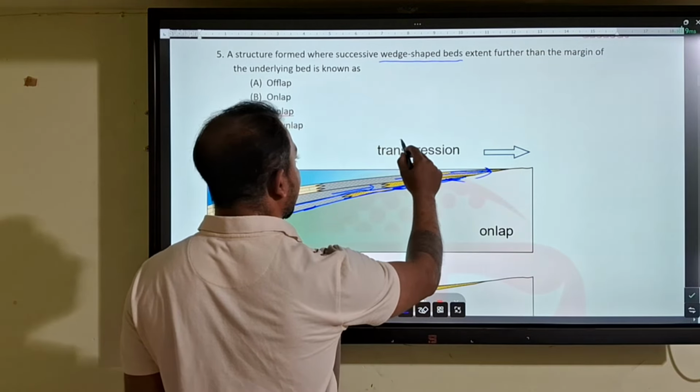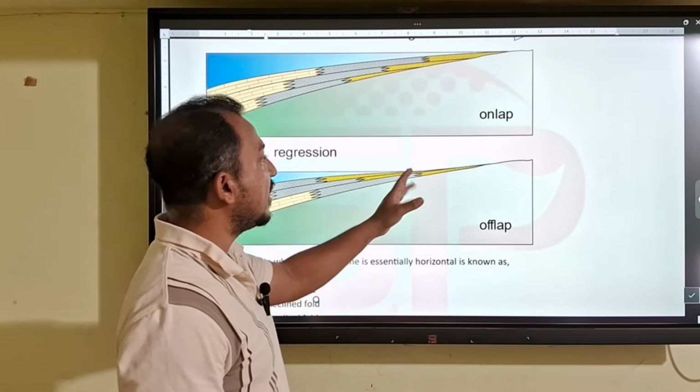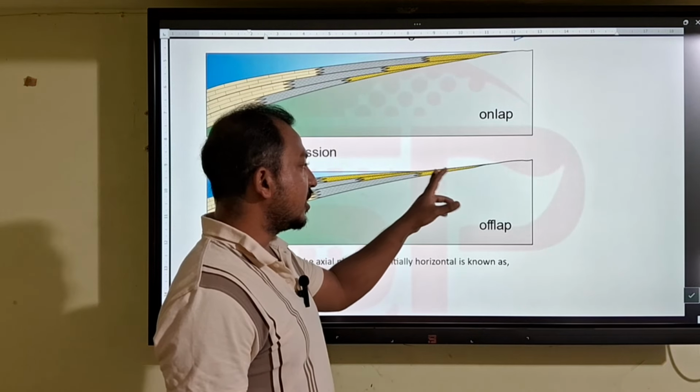Then off-lap is a similar thing but occurs during marine regression. You can see here, during regression, successive beds are deposited towards the sea. So they cannot extend beyond the position of the lower bed. They deposit towards the sea. There is also successive deposition, but it is towards the sea. So in case of regression, there will be off-lap. In case of transgression, there will be on-lap.